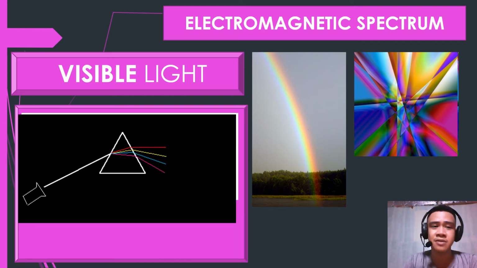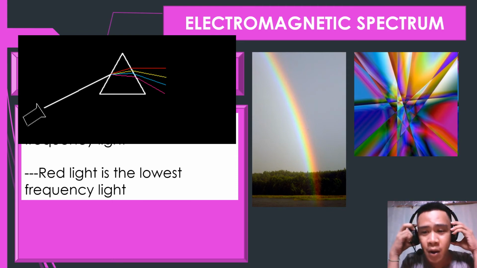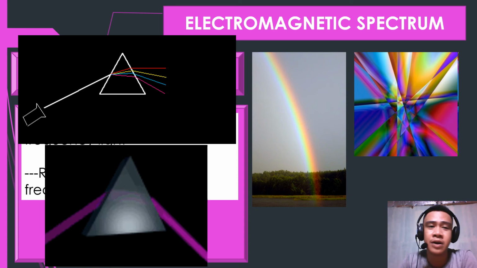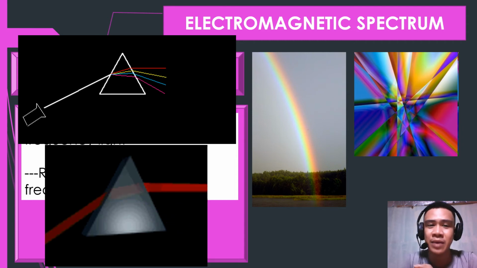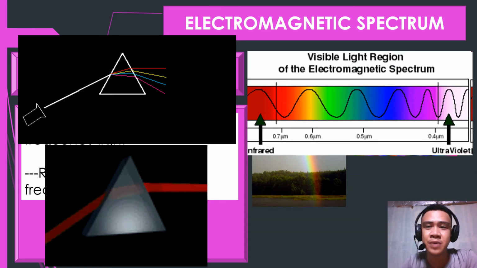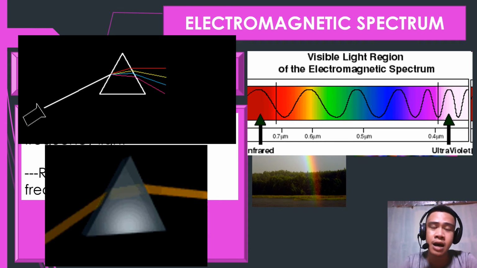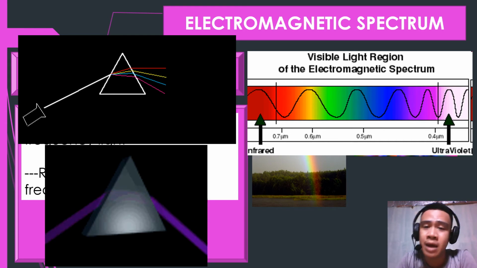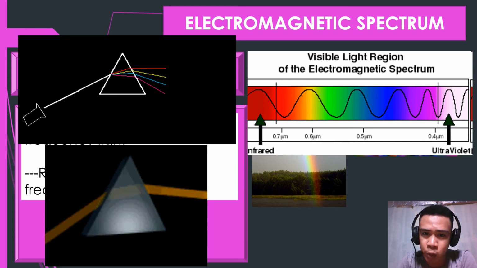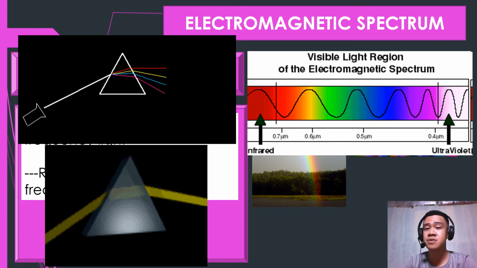What is that? Various colors. So we have the ROYGBIV. We have the red, orange, yellow, green, blue, indigo, and we have the violet or purple. Okay, next. So we have the wavelength of visible light. So this is the region of the visible light within the electromagnetic spectrum. So that is between 0.7 micrometers to 0.4 micrometers.